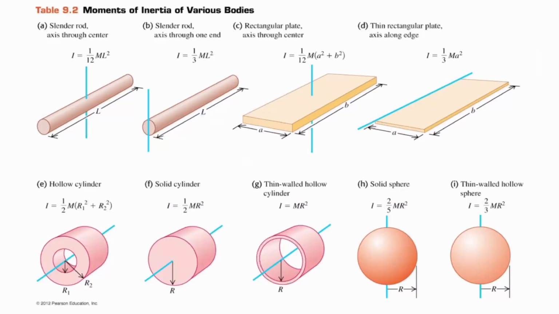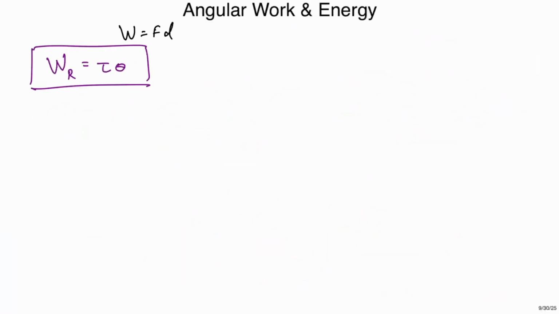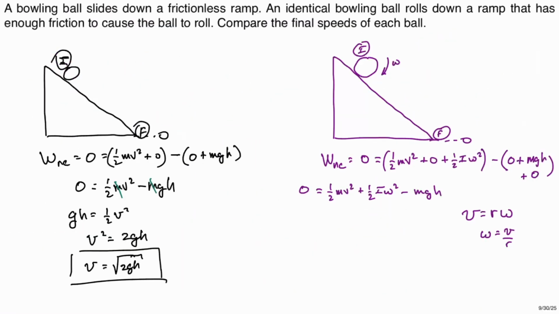Yeah, where's the bowling ball on this table? 2/5 mr squared, right? Solid sphere. So I'm going to substitute in 2/5 mr squared. Okay, this is going to get ugly. But have faith, it's going to get better.